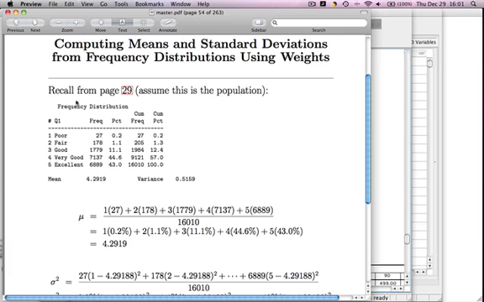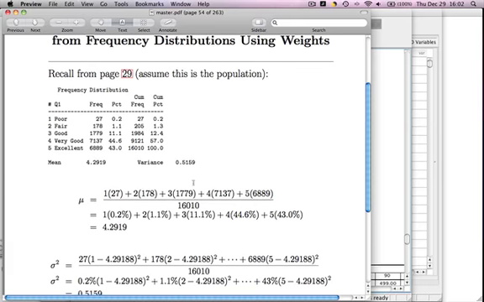Let's return to that question on page 29. How was your overall experience at the California Pizza Kitchen? And here was the frequency distribution. Let's find the mean. The mean was reported to be 4.29. The variance was 0.5159. Where do these come from?